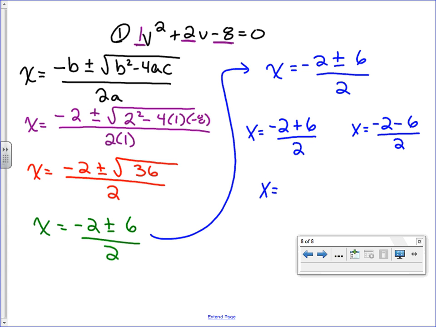All right, so we'll do the first one. Negative 2 plus 6, that's positive 4. And 4 divided by 2 is 2. So there's one answer. One of the answers is a 2. We'll come over here and do the same, except now we're going to subtract. Negative 2 minus 6 is negative 8. And a negative 8 divided by 2 is going to be a negative 4. So the other answer is negative 4. So my 2 roots, or my 2 solutions, would be 2 and negative 4.